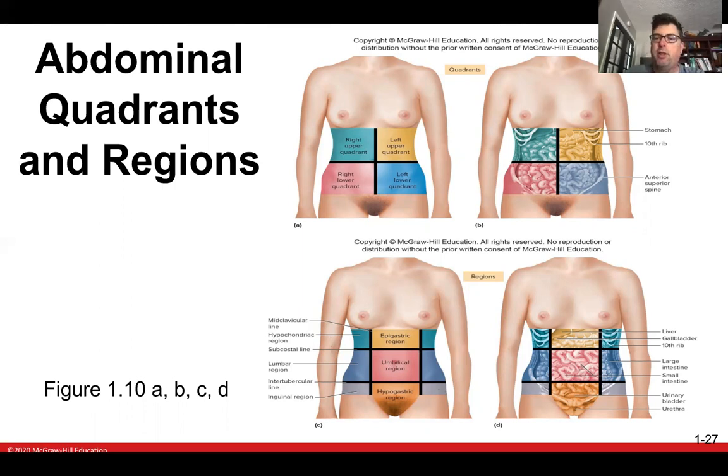Again, I'm not going to go through all the terminology, but notice how it provides a framework for understanding the structures that are underneath. These are surface regions, and then deep, you've got the liver, the gallbladder, and the 10th rib, all in this epigastric region. You've got the large and small intestine in the umbilical region. You've got the bladder and the urethra in the hypogastric region. So you've got deep structures that are located underneath, if you will, these surface regions. But I do want you to be familiar with all of the regions and quadrants.